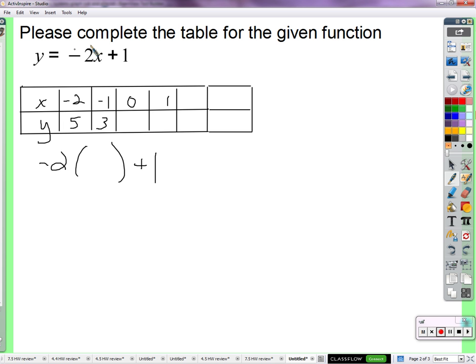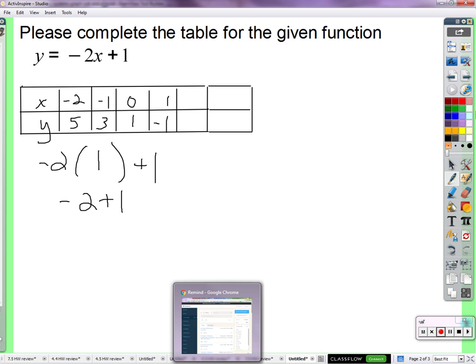You can. So this becomes a 0, clearly, because it's going to be -2 times 0. Plus 1 is 1. And we start putting in positive numbers. We put in a 1, we get -2 times 1, is -2, plus 1, -1. I got that right.